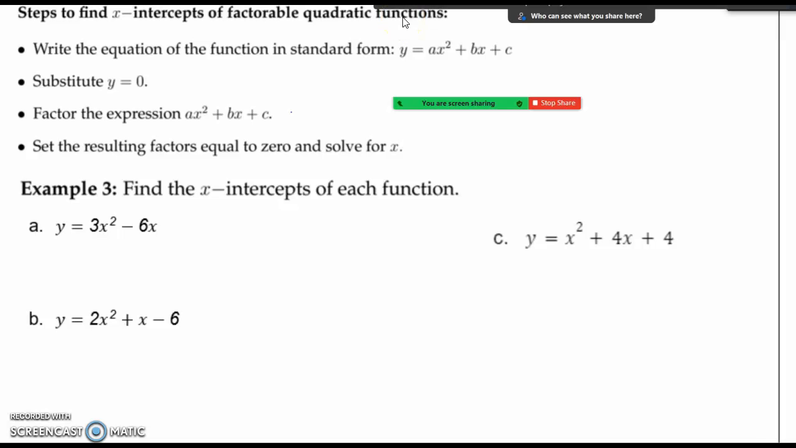So how to find the x-intercepts? We want to write it in standard form. Step 1, we want to make y equals 0. And then we want to factor and set each factor equal to 0. So this is two terms. I'm going to pull out a 3x because that's my greatest common factor. That's x minus 2. I can't factor that any further, so I'm going to set each factor equal to 0. So 3x equals 0, x minus 2 equals 0.